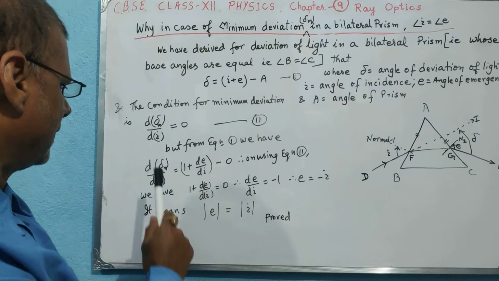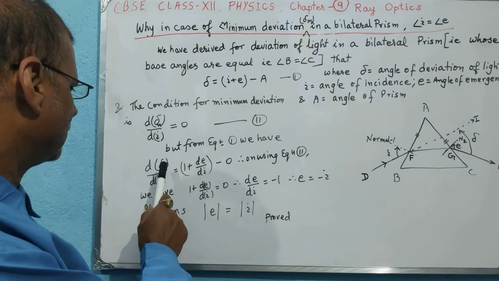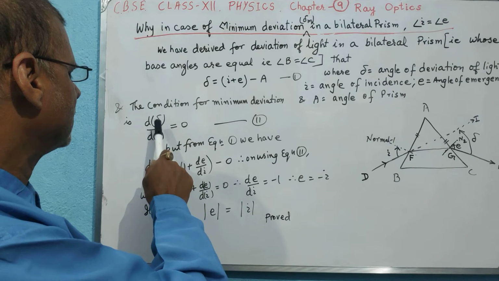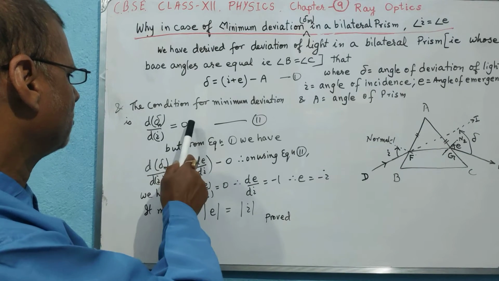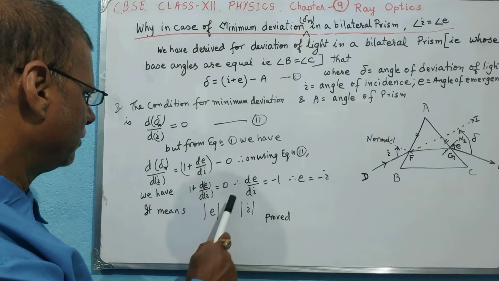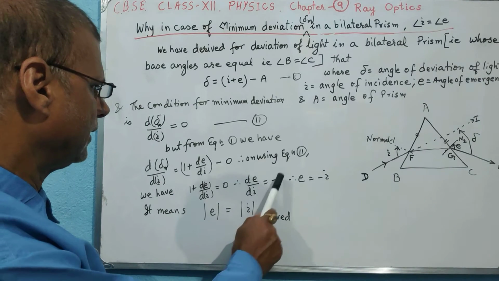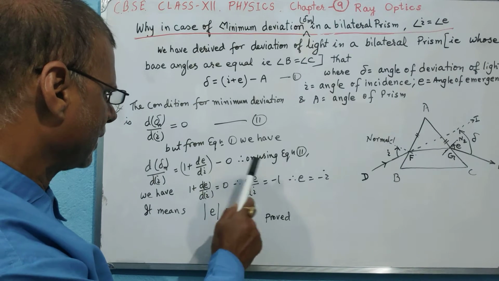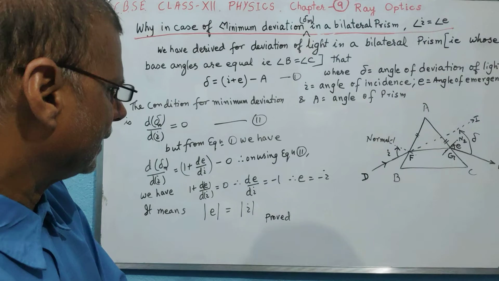So we get d delta m by dI equal to 0. Here we take delta m, meaning we are considering the angle of minimum deviation, and for the angle of minimum deviation this differentiation must be equal to 0. So we equate the term on the right-hand side to 0. Therefore we get 1 plus dE by dI is equal to 0. That means dE by dI is equal to minus 1. Shifting the 1 to the right-hand side, this implies that E is equal to minus I.